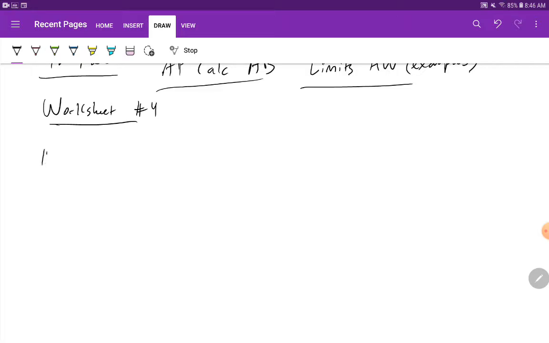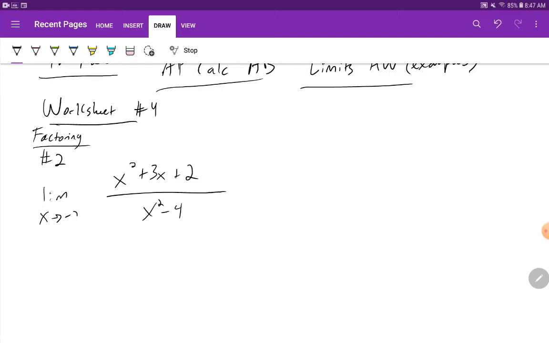I'm gonna do number 2 under factoring. They're not really numbered, but it's like the second problem down. So watch. This is my function. With evaluating limits algebraically, the goal is you want to try to cancel something out. You want to see if a removable discontinuity exists, especially if you get an answer of like 0 over 0.